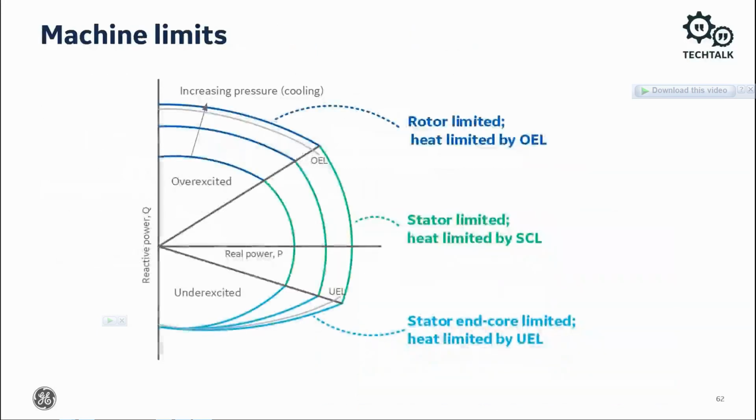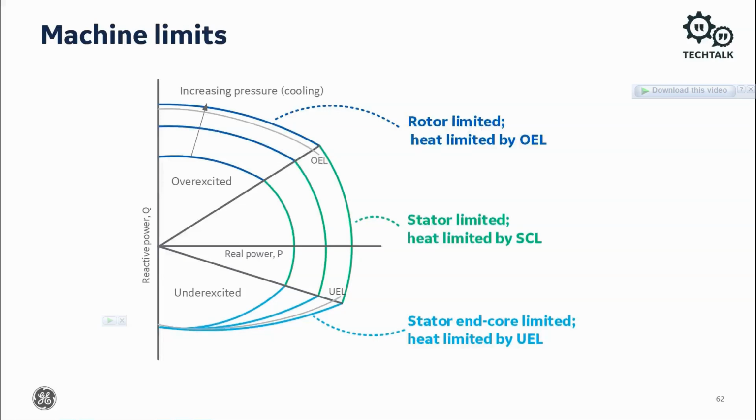Here are the synchronous machine capability curve and the operating limits. It is a composite of 3 different curves: the stator winding limit, the rotor heating limit, and the stator end iron limit. The capability curve establishes the steady-state generator operating limits.